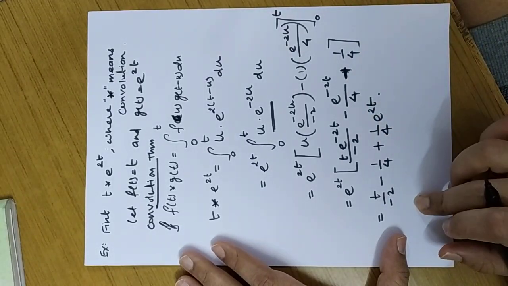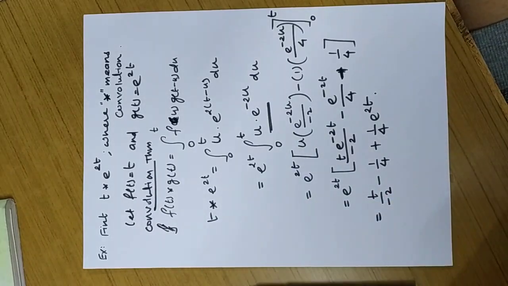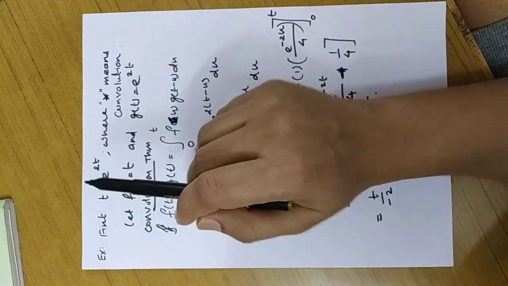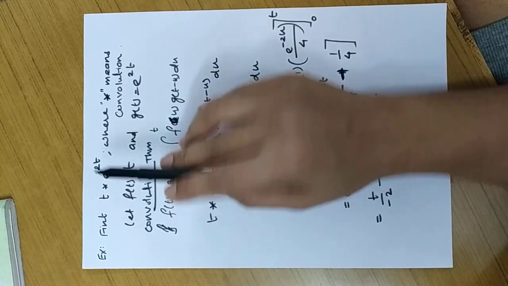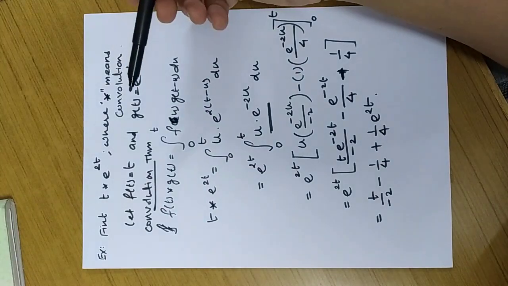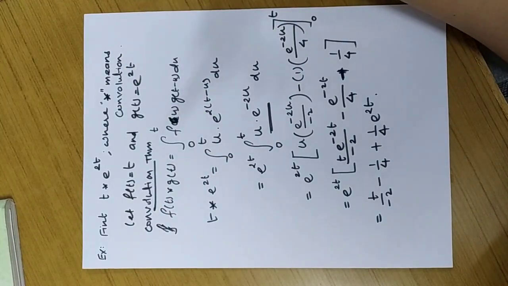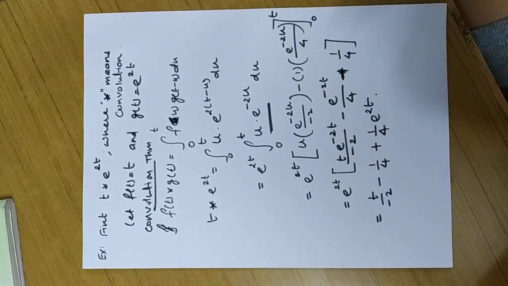So this is the second case of the convolution theorem. The convolution theorem is a very important theorem of Laplace transform. There are two types of examples. Sometimes you will be given the function in terms of t or in terms of s. In terms of t, there is no need to find the inverse Laplace. Directly you can apply this result. Okay. Thank you.